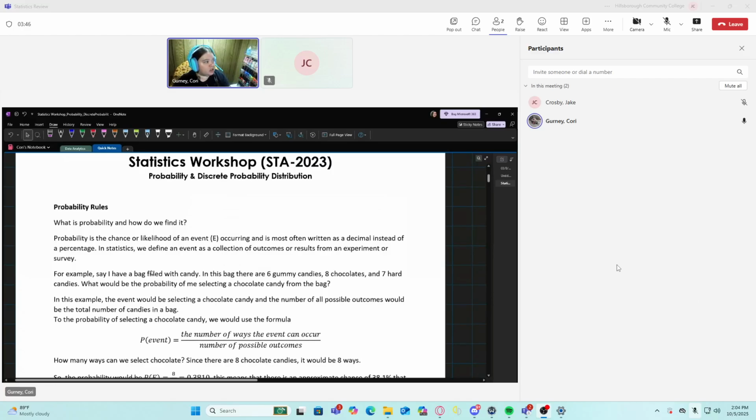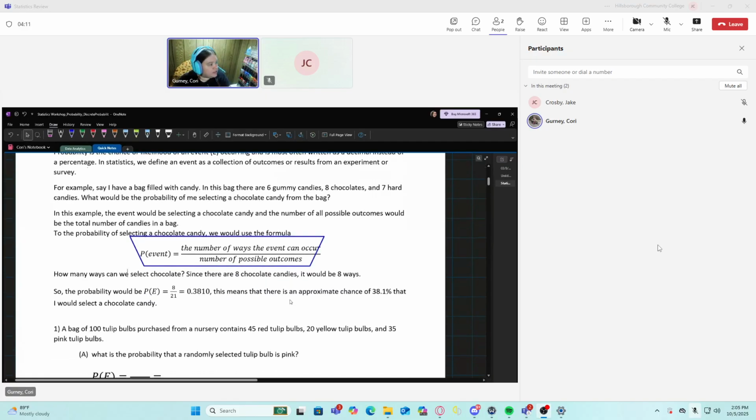So the first one is just what is probability and how do we find it? So this is just the definitions of everything. The most important part is the formula here. Our formula for just regular probability is the number of ways the event can occur divided by the total number of possible outcomes.